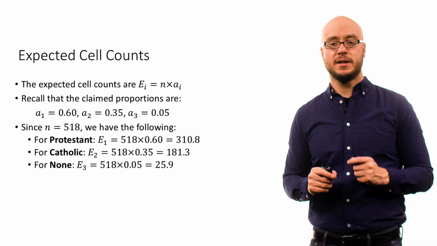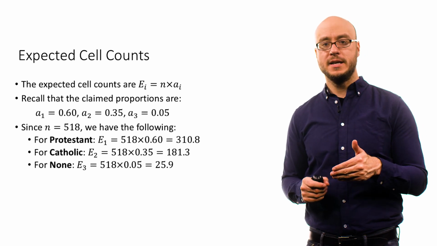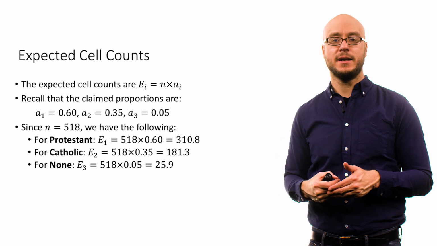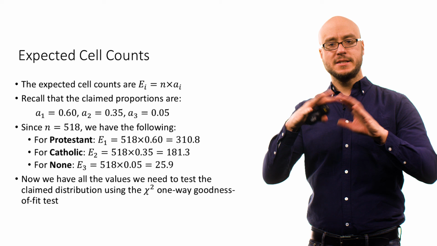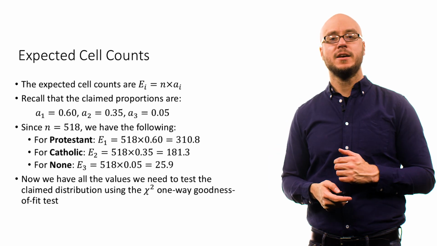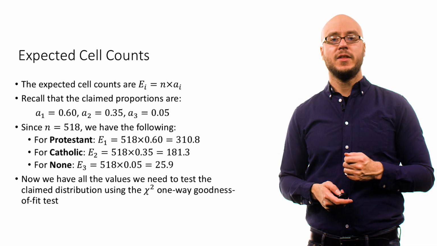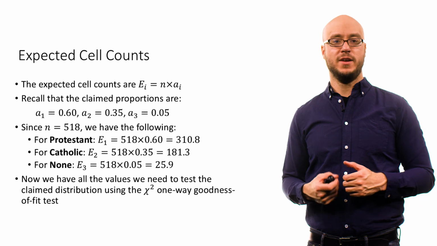So these are the expected counts. And the goal is to compare these expected cell counts with the observed cell counts in our data. So this is all the information we need to conduct the chi-square one-way goodness of fit test.